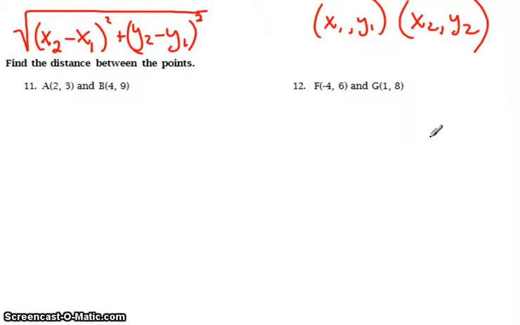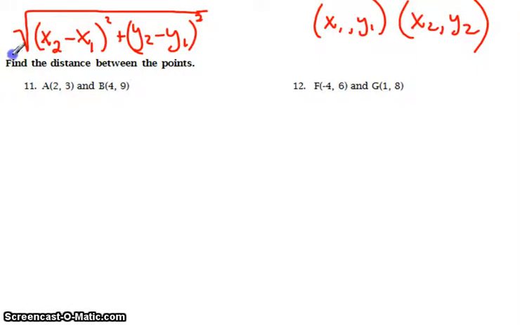Alright, so we're going to start with number 11 from the Chapter 1 test review on this sheet. Number 11 and number 12 both ask you to find the distance between the points that you're given. So remember, when you're asked to find distance between points, more often than not, you're going to use the distance formula. So I went ahead and wrote the distance formula above before the video started.